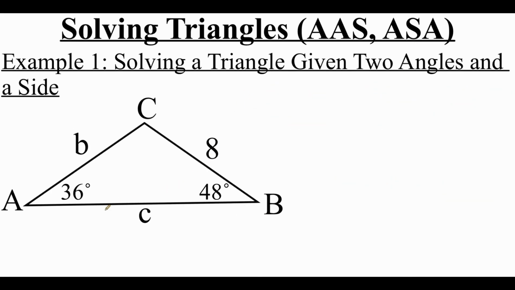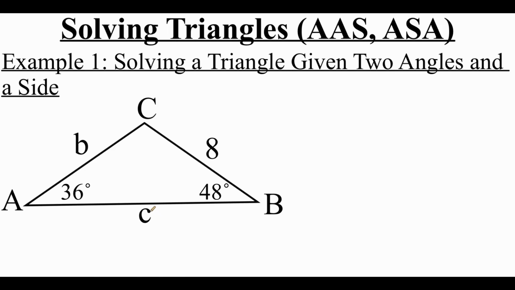As we're taking a look at this first example, we're given angle A as a 36-degree angle, we're given angle B as a 48-degree angle, and we're given side a as a length of 8. And we're going to solve this triangle, meaning that we're going to find all the missing pieces. So we need to find angle C, we need to find side b, and we need to find side c.